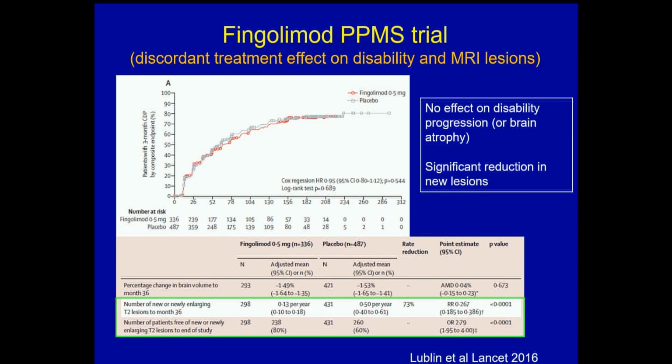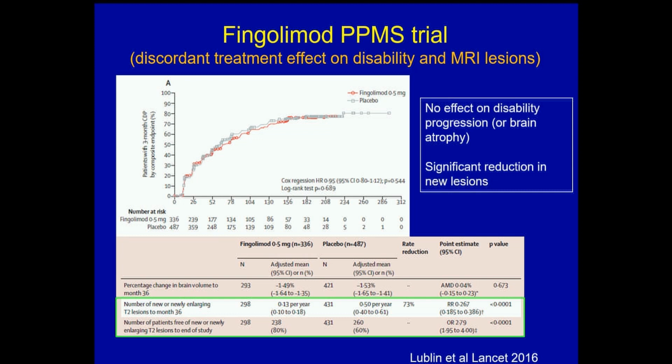If we look at an example of a discordant treatment effect, the recent fingolimod primary progressive MS trial, there was absolutely no effect of treatment on the progression of disability. Also, there was actually no effect on the development of brain atrophy, and I'll come back to that.